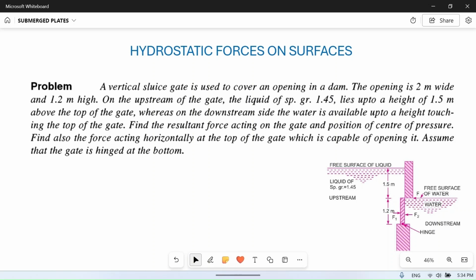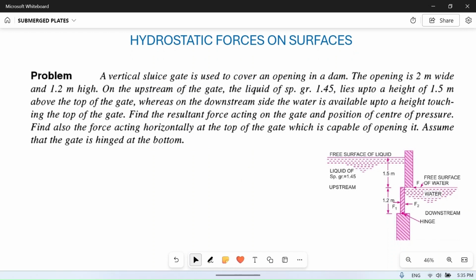So in this video we will solve a problem which is based on hydraulic forces on the submerged surfaces. So let's read the problem. A vertical sluice gate is used to cover an opening in a dam. So this is a dam, okay, and this is a gate.